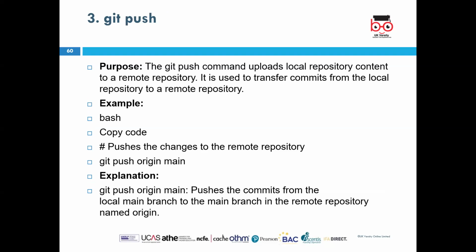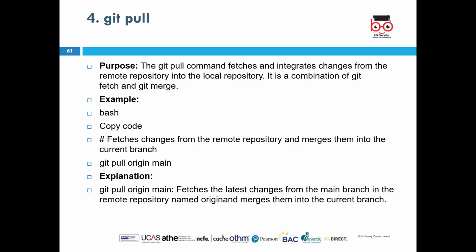Git push. With this command, we can upload local repository content to a remote repository. It is used to transfer commits from one local machine to another. And pull is now used to fetch and integrate changes from a remote repository into our local repository, by the combination of git fetch and git merge.